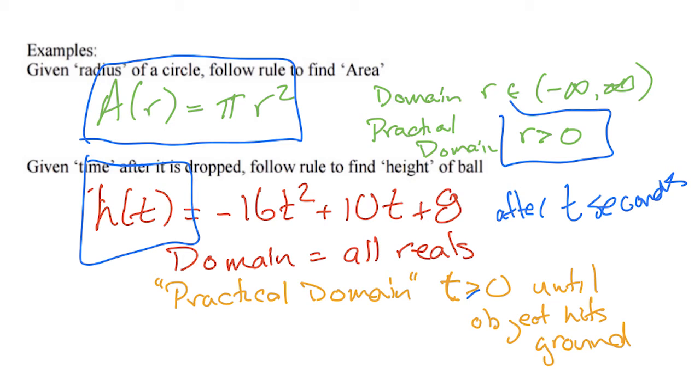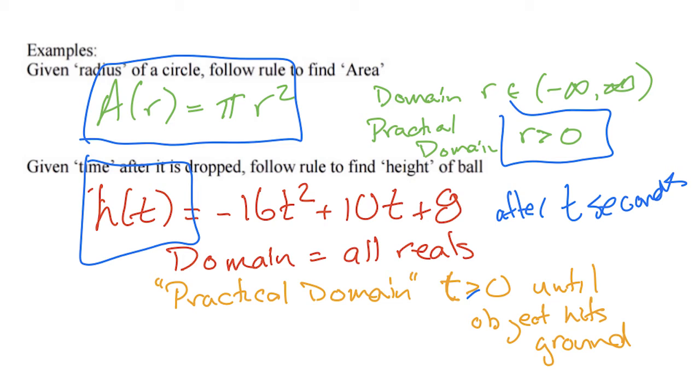An example is the height of a ball after it's been dropped, t seconds later. After t seconds, it might be this quadratic formula, negative 16t squared plus 10t plus 8. That's a formula we'll talk about, but the domain for that is all real numbers. I can plug in any value for t and I can get a value.